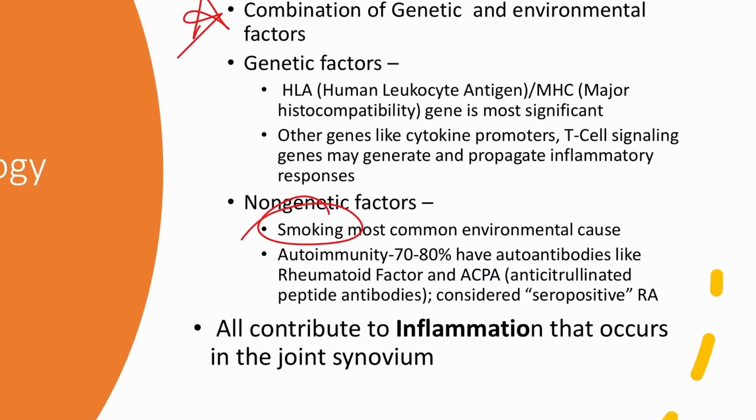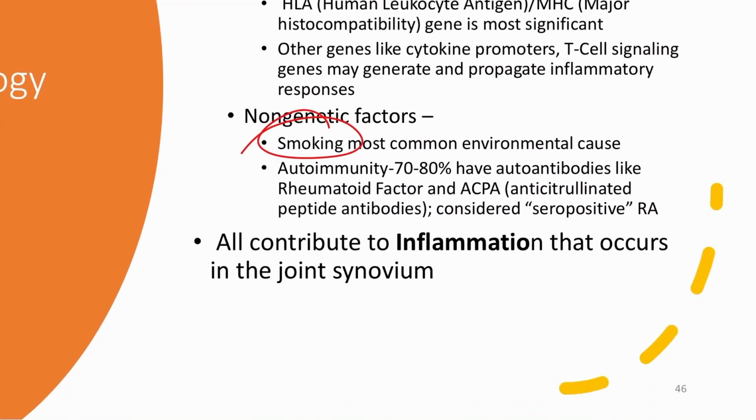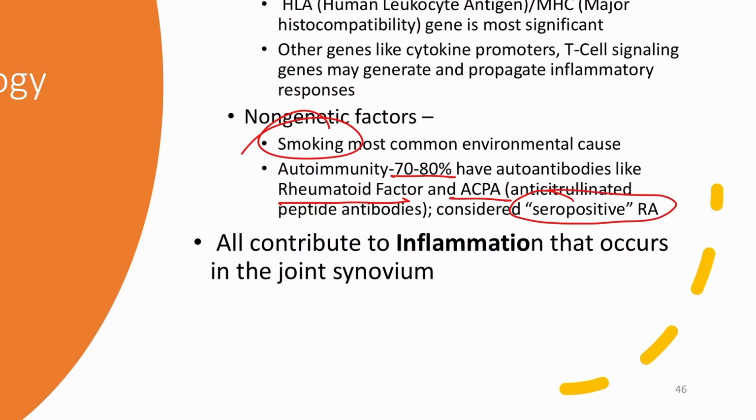Because it's an autoimmunity problem, 70 to 80% will have autoantibodies like rheumatoid factor or ACPA. These are considered seropositive RA. What does seropositive mean? It's in the blood, meaning we have antibodies that are attacking the cell. We do have antibodies present.